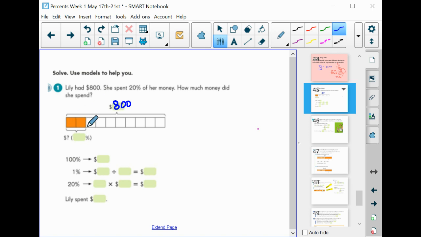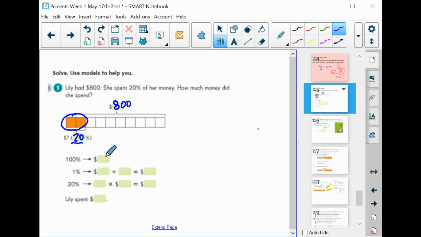And then see how this is broken up into 10 pieces and two of them are orange? That's what we're trying to find out. And that is 20%. What's left over right here is 80%. So what we can do is kind of fill this in. And today, you have my permission to use a calculator if you would like. I'm definitely going to model some of our problems today with you using a calculator.